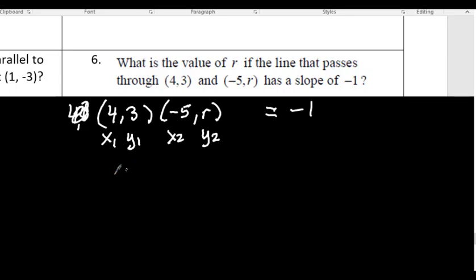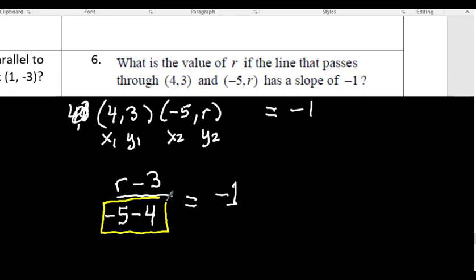Well, how do we find slope? We know slope is what? y2 minus y1, so this would be r minus 3 divided by -5 minus 4, and that is equal to -1. Well, how do you solve that? Okay, well, let's actually simplify what is -5 minus 4. So now I have r minus 3. -5 minus 4 is the same thing as -9. Equals to -1.